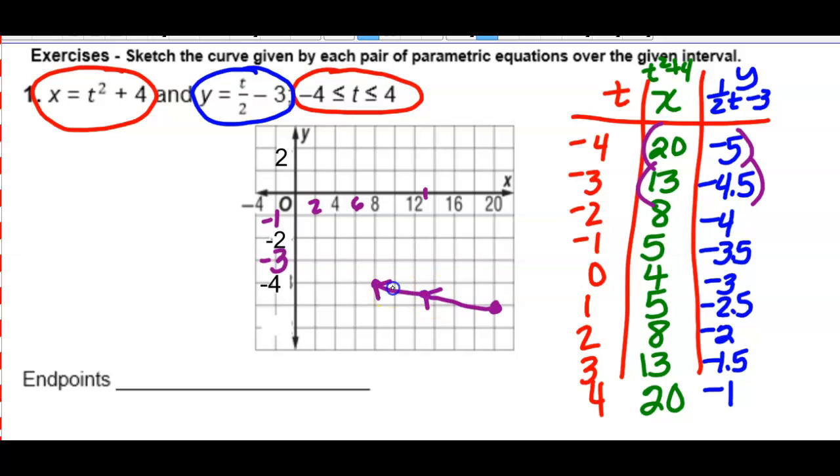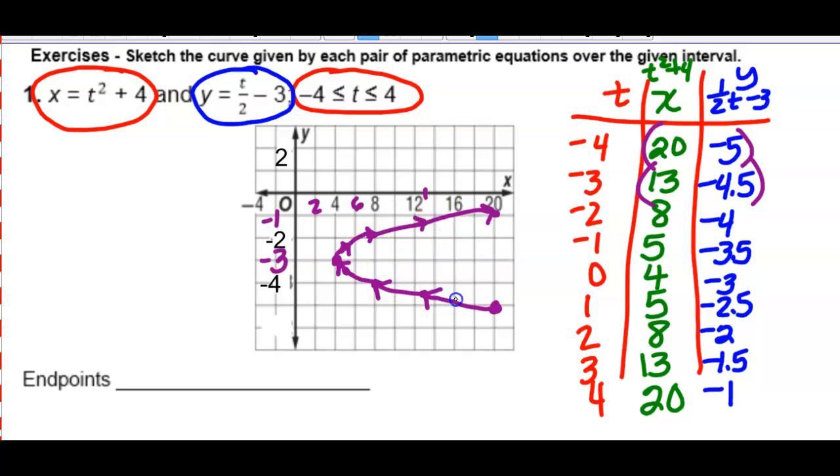When you do this on a calculator, you have to kind of watch it graph to find the direction, or trace the points after you've done it. 5, -3.5. 4, -3. And that's when it turns, now goes back this way, I think. 5, -2.5 is up here. So this one is not a function because it just failed the vertical line test. Where am I at? 5, -2.5, 8, -2. There we go. 13, -1.5. And 20, -1.